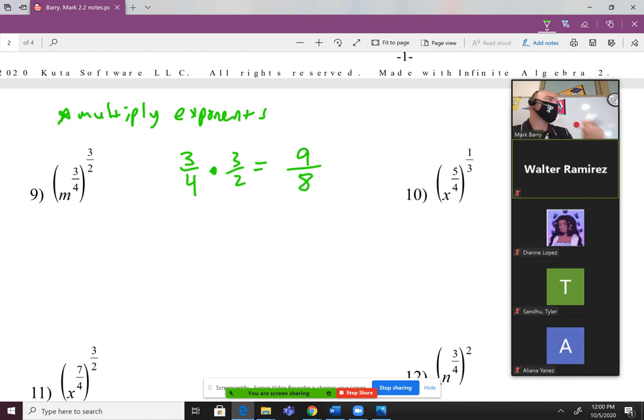You can check again, can I reduce it now? The answer is still no. Okay, 9 over 8 does not reduce. So that is my new exponent of m. M to the power of 9 over 8.